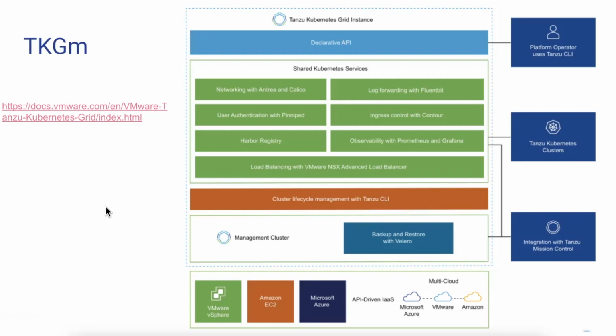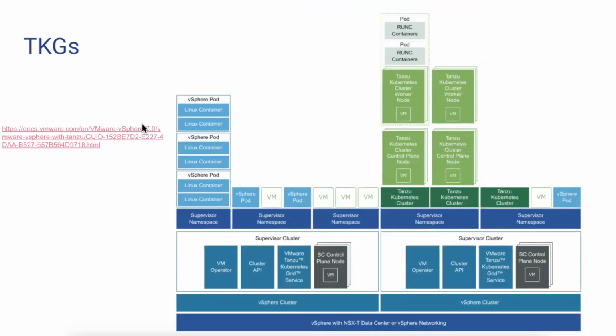You can check more detail here in this document and you will find it. So let's look at TKGS, which is Tanzu Kubernetes Grid Service. This is the architecture of TKGS. And before I talk about the architecture, this actually works on vSphere 7.0 onwards, right?